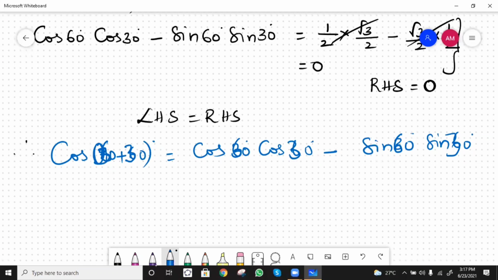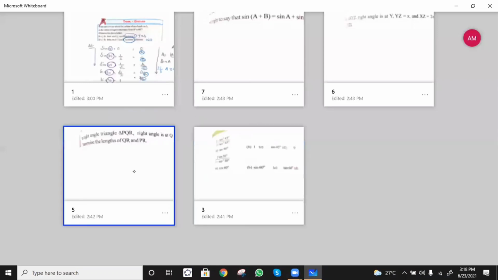So cos of 60 plus 30 equals cos 60 cos 30 minus sin 60 sin 30. Clear? Yes, ma'am. Let us move to the next one. I think we completed this fifth one.